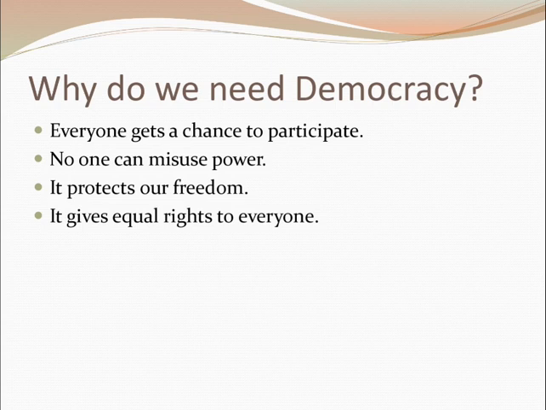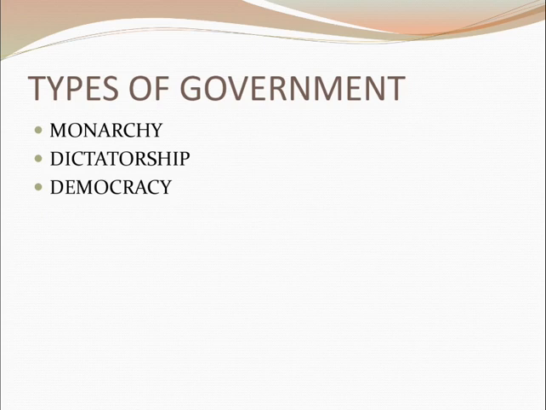Now let us study about types of government. There are three important types of government. First one, monarchy. Now what is monarchy? A monarchy is a type of government in which a king or queen rules. People cannot choose the leaders. The king and the queen rule the people, but they cannot choose the leaders.